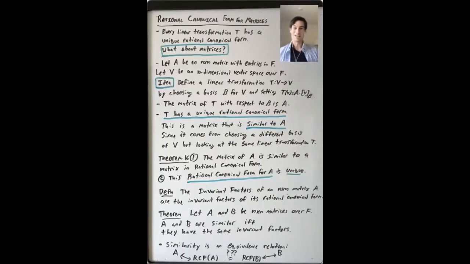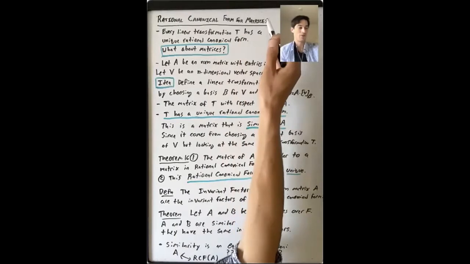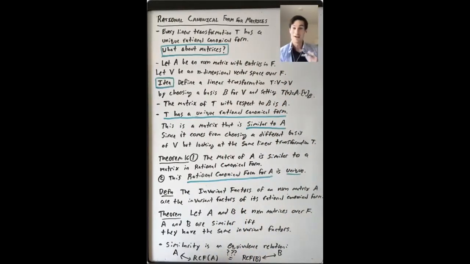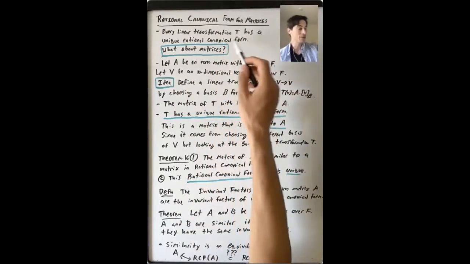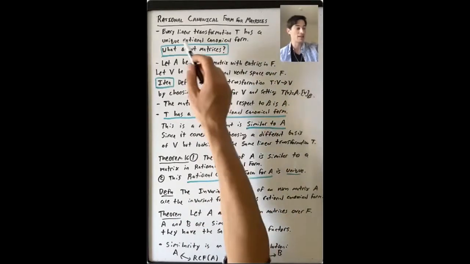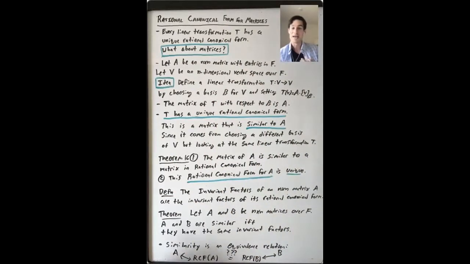In this short video, I want to talk about rational canonical form for matrices. So we know that every linear transformation T has a unique rational canonical form. But what about matrices? The idea is we're going to start with an n by n matrix A with entries in F, and build a linear transformation from it. Then we're going to use the fact that that linear transformation has a unique rational canonical form to make a corresponding statement for the matrix.